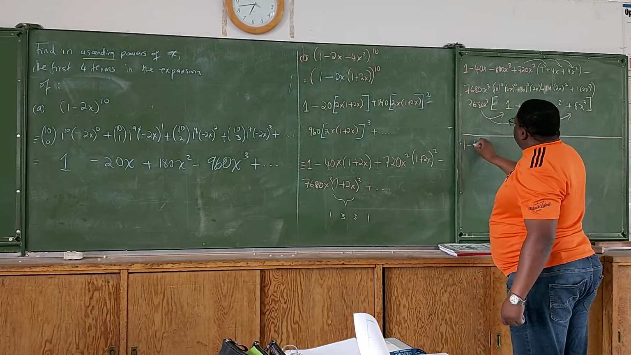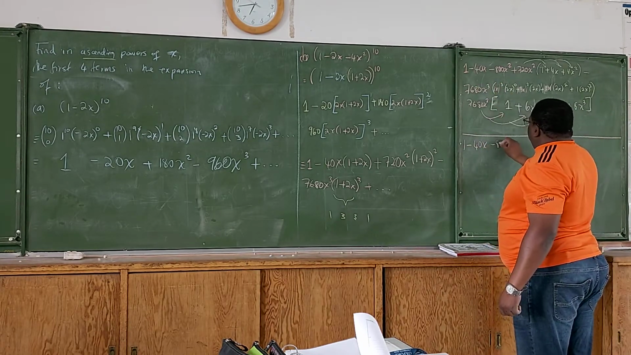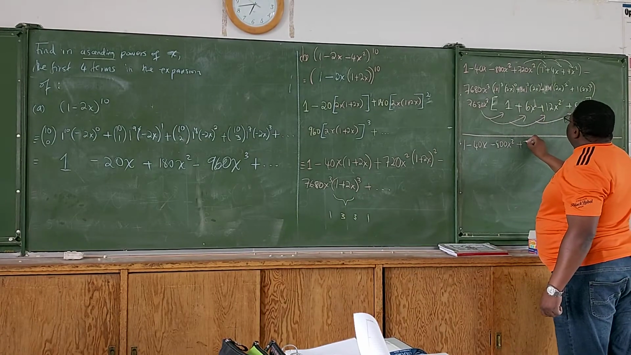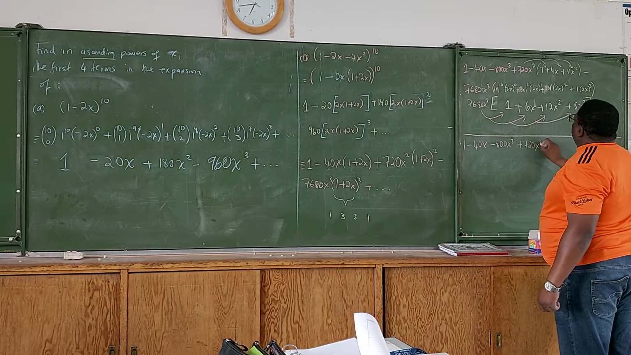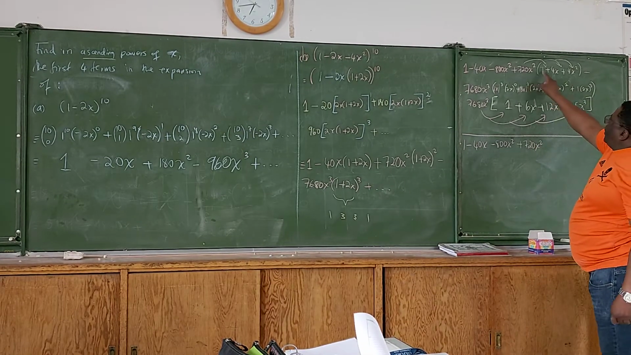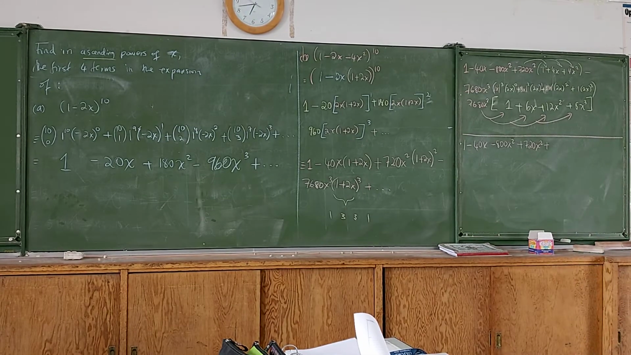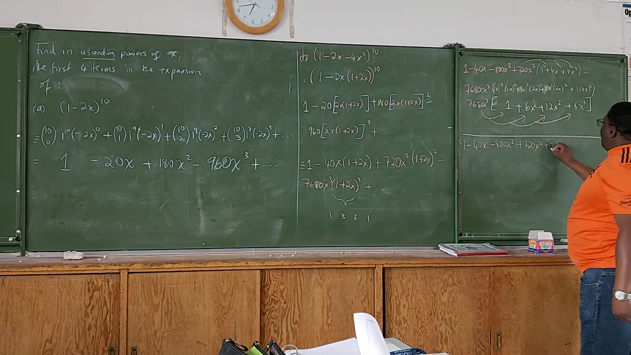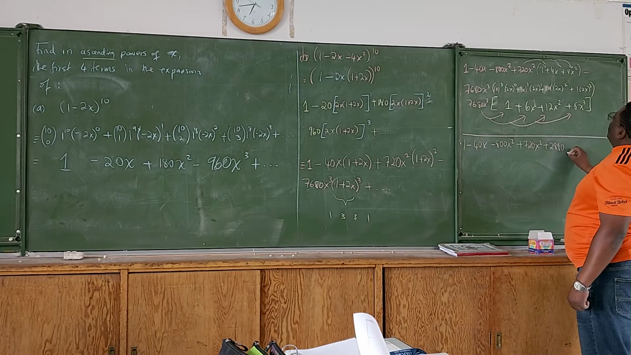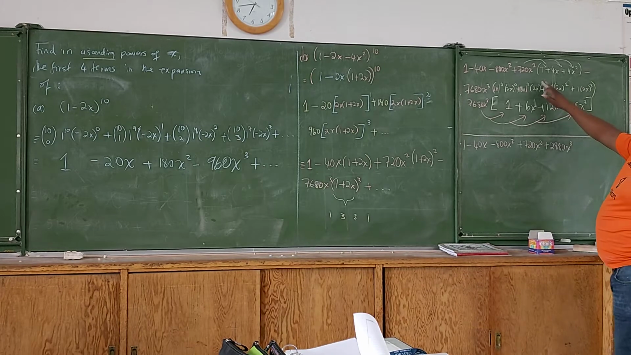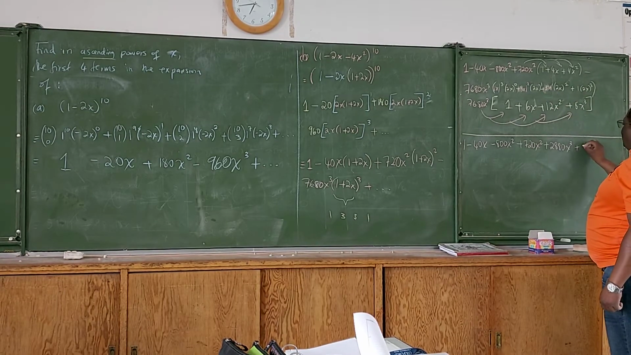1 minus 40x minus 800x squared. Now here we come. Plus 720x squared. Okay? Then 720 times 4 gives you... Don't worry, I'll wait. 3,600? 2,880. Oh, 2,880 x cubed. Okay. Same. And then we go again. Same story, but this time to the power of what? 4.